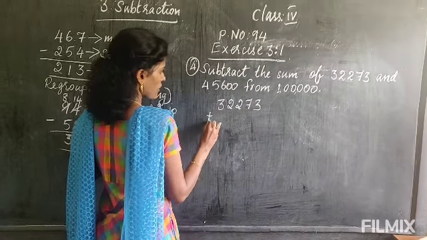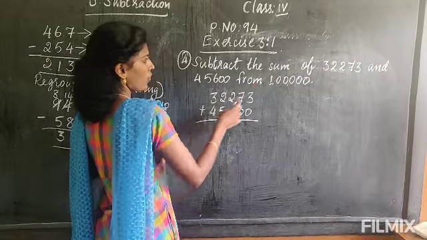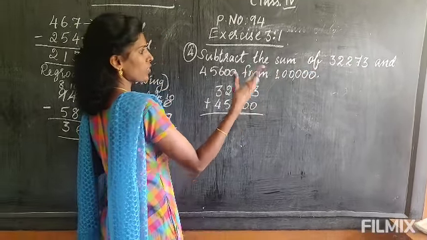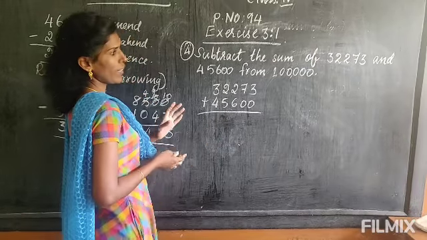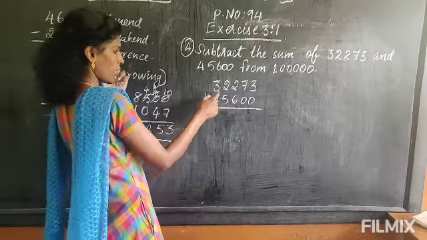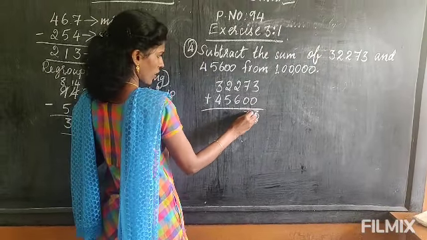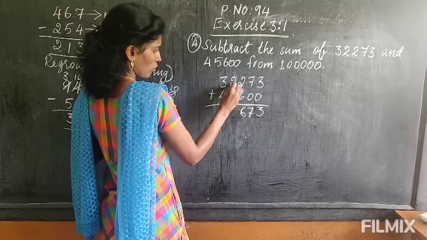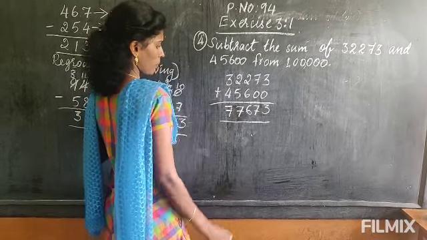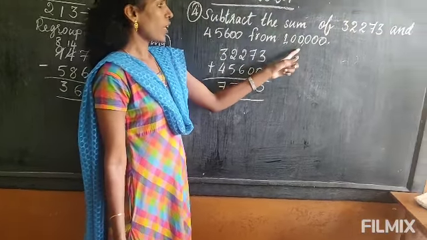32,273 plus 45,600. So after sum, which two numbers are given? When two or three numbers are given after sum, you add them. So remember that and add it now. 3 plus 0, 3. 7 plus 0, 7. 2 plus 6, 8. 2 plus 5, 7. 3 plus 4, 7. So this is the sum. Now subtract this from 1 lakh.